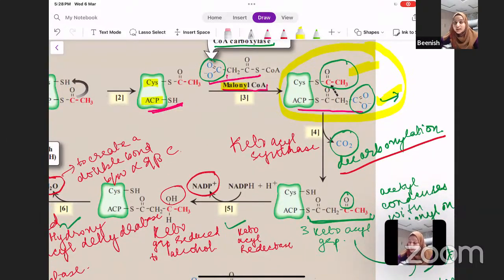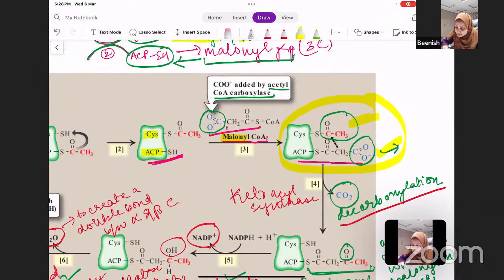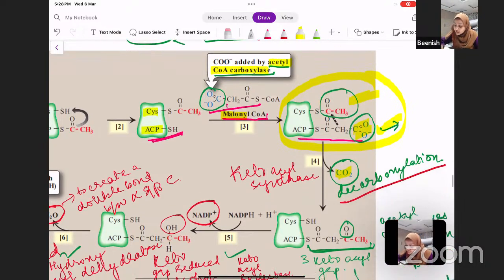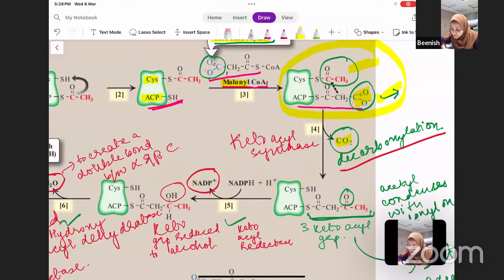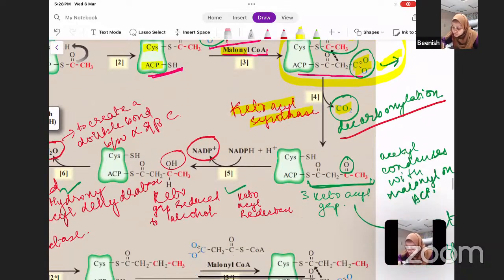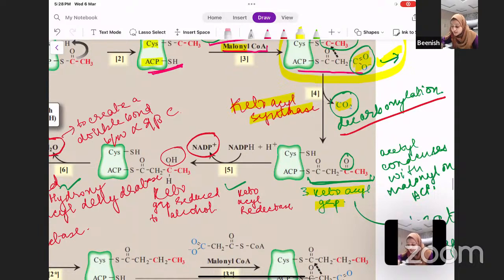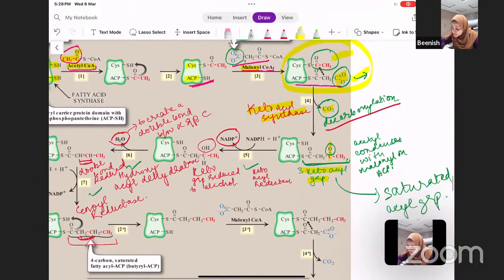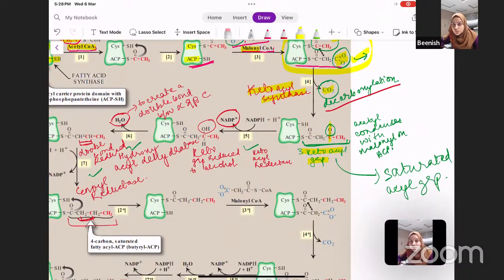Now, how was your malonyl formed, if you remember? It was formed by the action of acetyl-CoA carboxylase. So that carbon dioxide which was added is removed here. Okay, so decarboxylation is taking place and this is brought about by the enzyme ketoacyl synthase, and what is being formed? A 3-ketoacyl group is being formed. You can see a keto group here at the third position. So a ketoacyl group has been formed, which needs to be changed into its corresponding saturated acyl group.